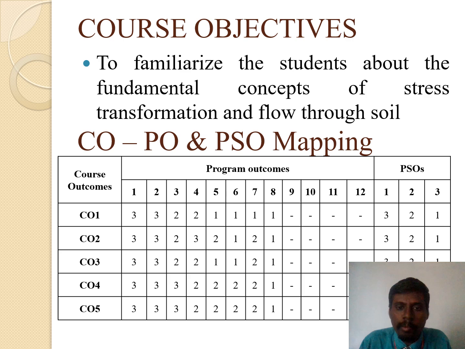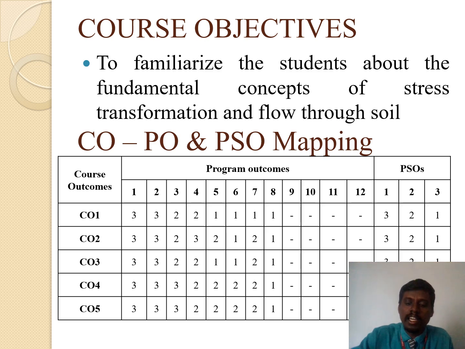So this is the CO-PO mapping I have shown here. For the second unit, that means CO2, it is highly mapped to PO1, 2 and 4 also. And the next, it is medium mapped to PO3, 5 and 7 also. And it is lowly mapped to 6, 8 and 9, 10, 11, 12. So these are the POs that are not mapped.